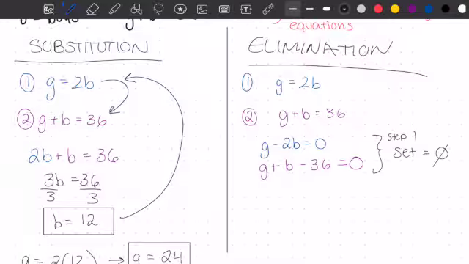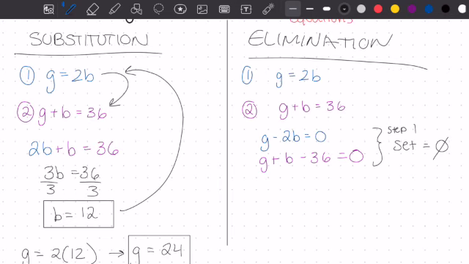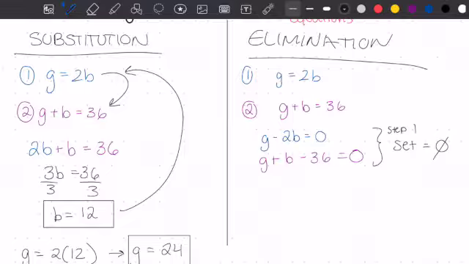Set equal to 0. Now I need to look at this and go, okay, addition or subtraction, which one is going to work in order to get rid of one of my variables? Let's start with addition, because I like it better than subtraction. G plus G, does that equal 0? No. Negative 2B plus B, does that equal 0?